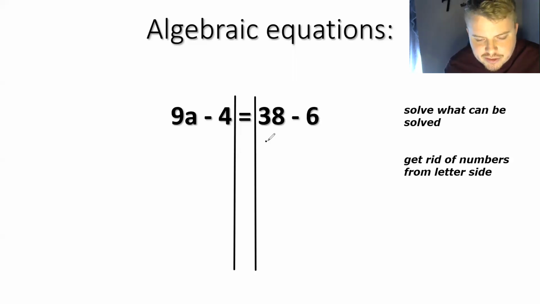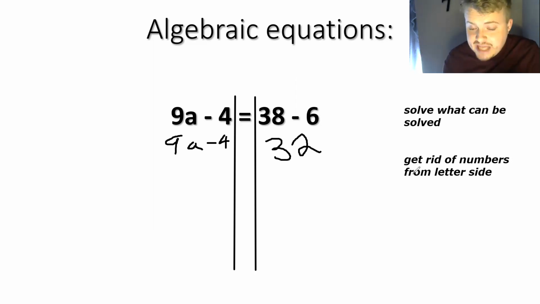38 take away 6 equals 32. I can't solve anything on the left side just yet, so I'm just going to bring it down exactly how it's written. 9A subtract 4. Next step, nothing can be solved, so get rid of numbers from the letter side. The letter A is over here. 9A subtract 4. So that's where I need to get rid of the numbers, sorry.